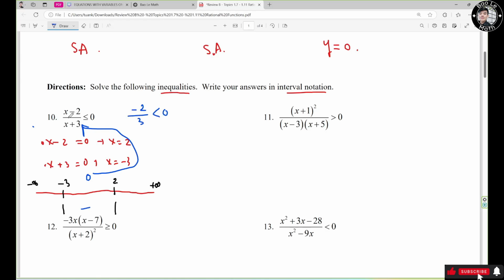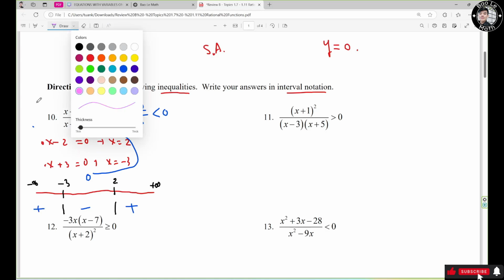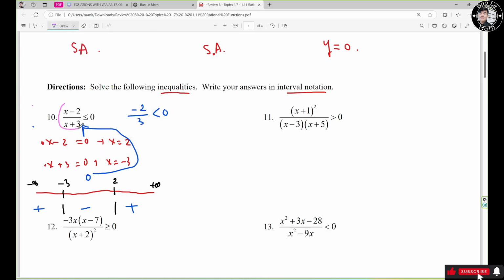Now I check to see if either factor has even multiplicity. Neither has even multiplicity, so I keep changing the sign. The signs should alternate. So this is negative, this one must be positive, and this is negative. Now what I need to do is find the interval where this inequality is less than or equal to 0. So my interval should be the one right here, where it is negative.